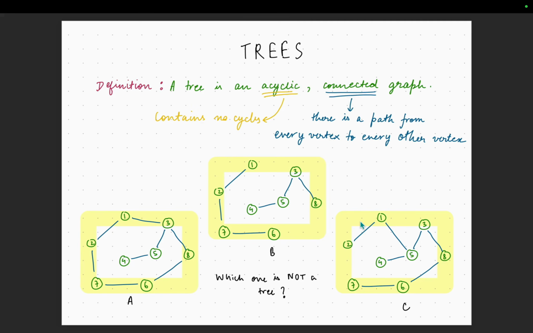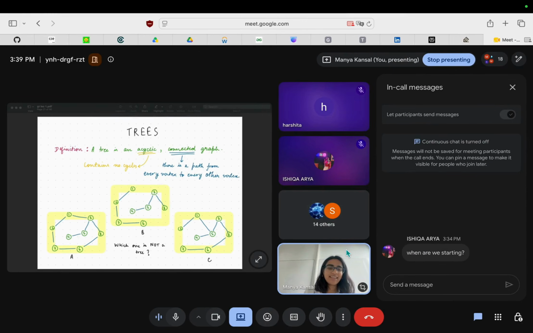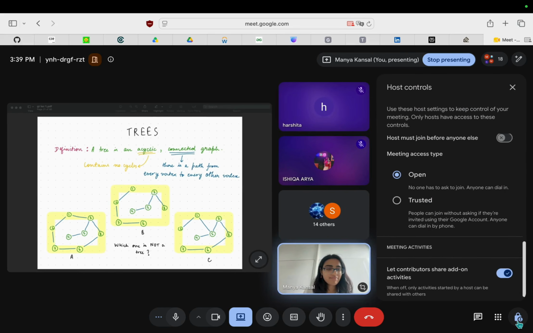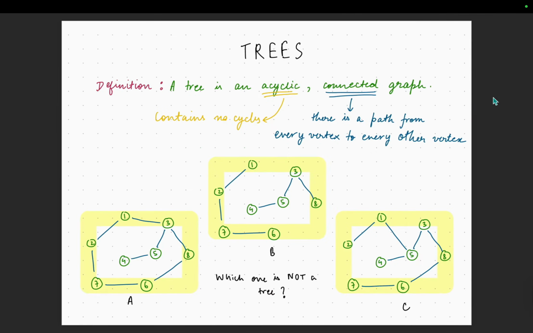Here are three graphs, A, B, and C, and I'd like you to tell me which one is not a tree. And here I am asking my audience, and Ananya answered B, which is correct because it should be connected, right? But in B, you can't go from, say, 1 to 3, and therefore it's not connected, so it's not a tree. It has two connected components, as we would say.